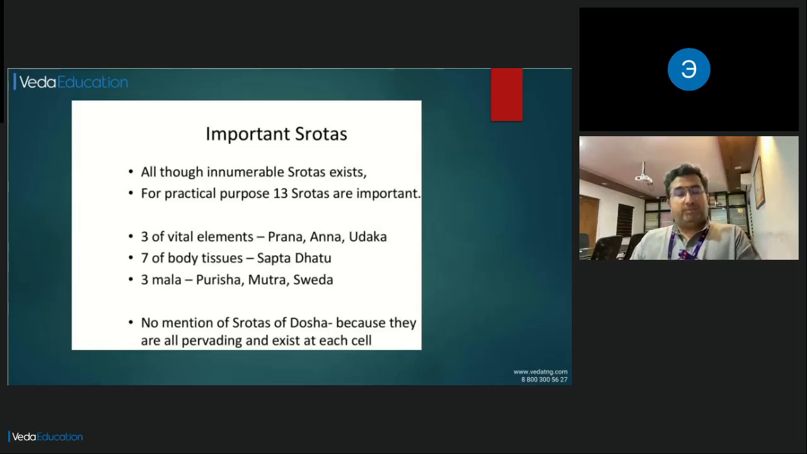Then we have Sapta Dhatu, the seven Dhatus have seven Srotasas. Then we have the Malas, that is Purisha, Mutra, Sweda. The three Malas also have their own Srotas. And you can see there is no description of Srotas for Vata, Pitta, Kapha because they are there everywhere in the body. So they don't need any channels. Some scholars have the opinion that the doshas also have their own channels, but Ayurveda does not agree with that.